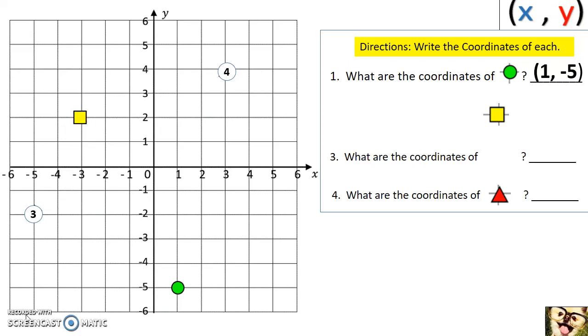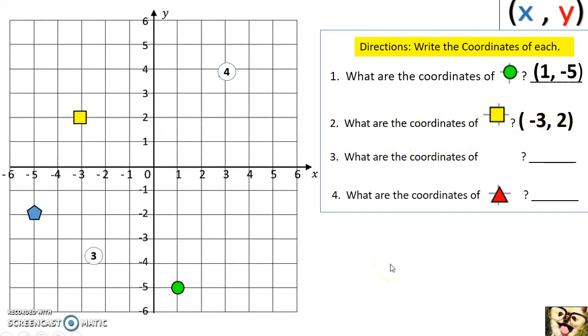Number 2 is the yellow square. What are the coordinates of the yellow square? I'm going to move back on my x-axis first to -3. Then I'm going to step up 2 places in the +2 direction. So my answer is -3, +2.